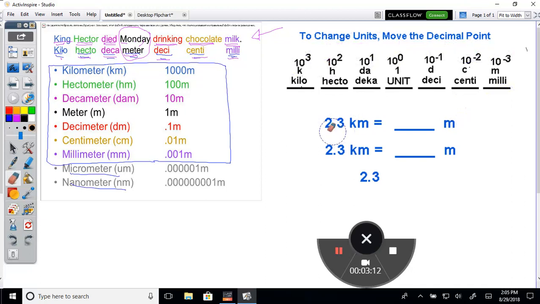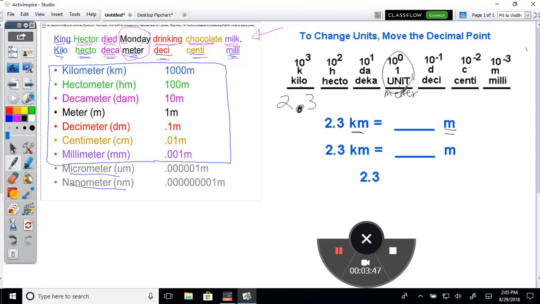Let's start on kilometers. 2.3 kilometers. That means we're going to start our pencil right here. 2.3. And we want to move the decimal until we get to here, where it says unit. Because unit, it could be anything you want. In this case, it's going to be meters. Okay? So we're going to go from kilo down to meter.